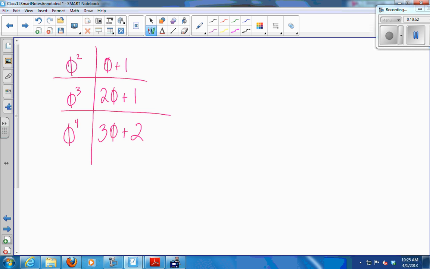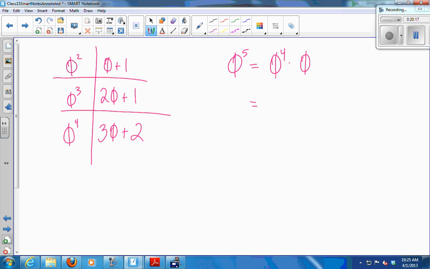Let's do one more, phi to the fifth. I'll do it over here this time. Phi to the fifth. Okay. First trick is to rewrite, if I want to know phi to the fifth, I'm going to rewrite it as phi to the fourth times phi, because I know what phi to the fourth is. And just multiply it by phi.